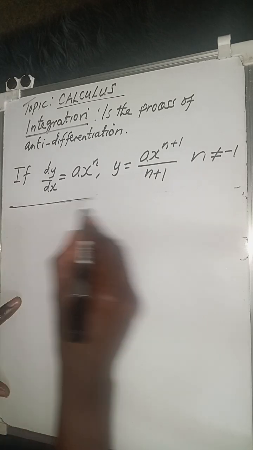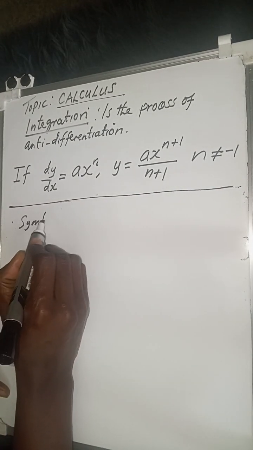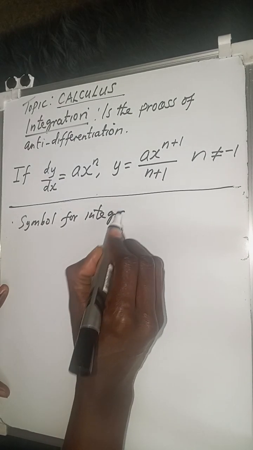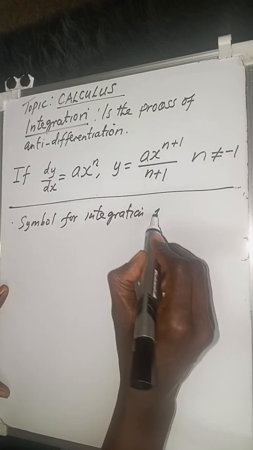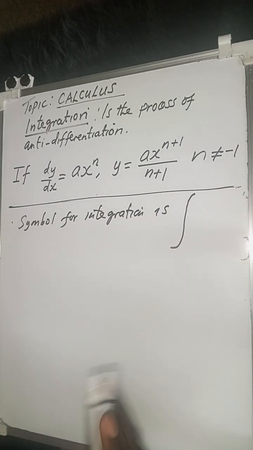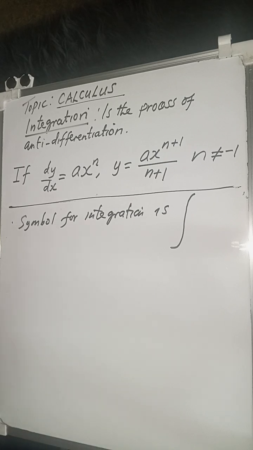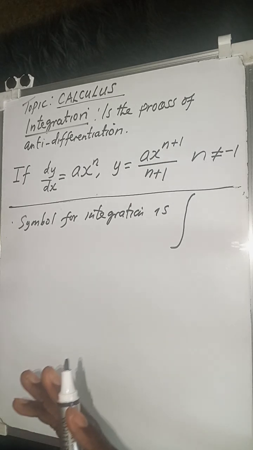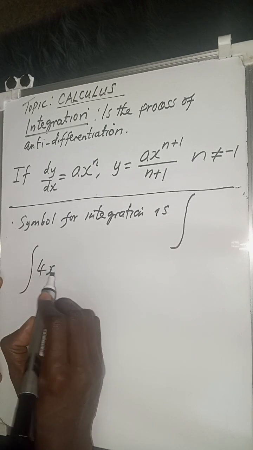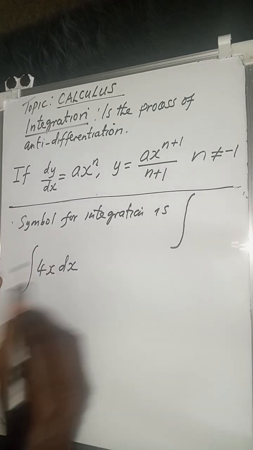So far we have looked at integration, but I've not looked at the symbol. The symbol for integration that you use looks like this. I love to call it like enconto in our local language, but of course that's the symbol that we use. For example, when we write the integral of 4x, what does this mean?